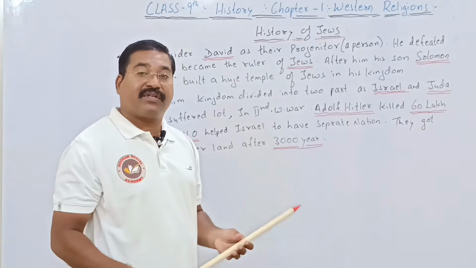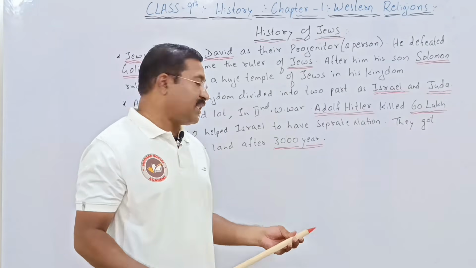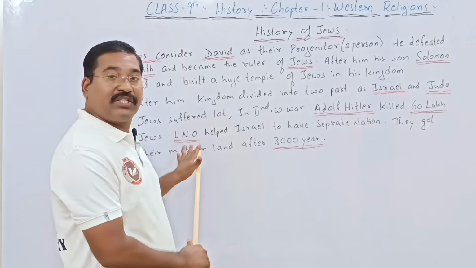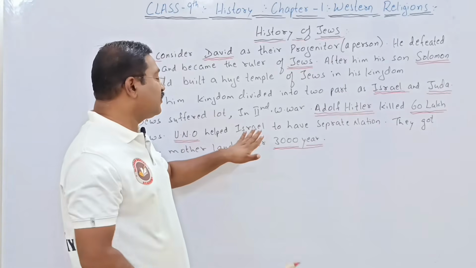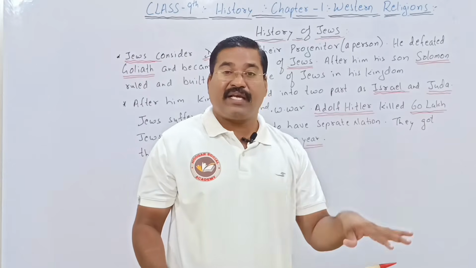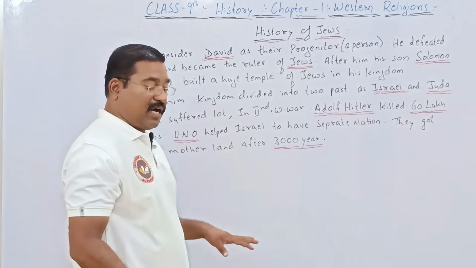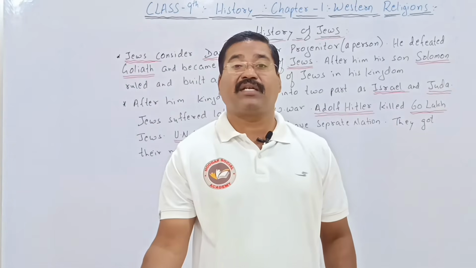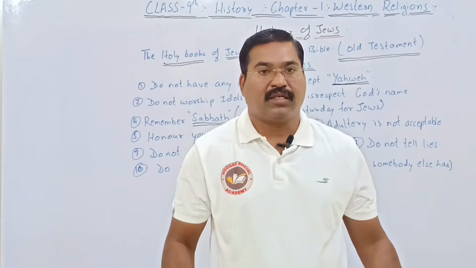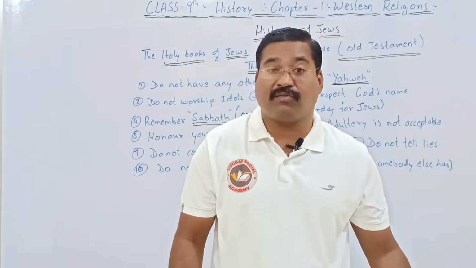And later, after the World War of 1945, UNO, the United Nations Organization, helped Israel to have their separate nation. And today, Israel has its own separate nation, which they got after 3,000 years. So the Jews got their motherland after 3,000 years.